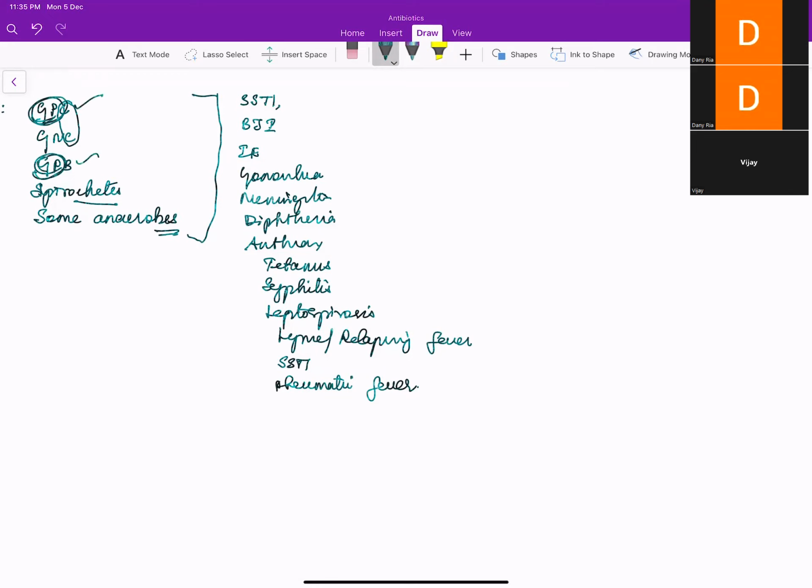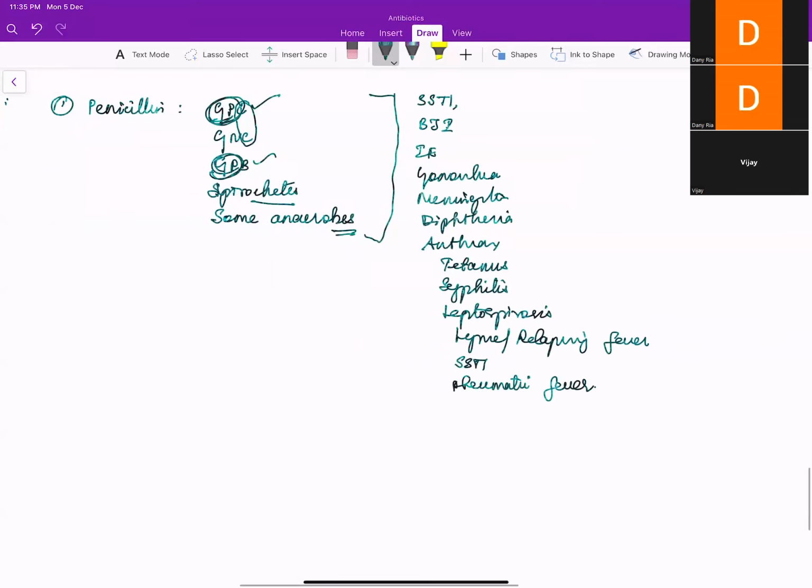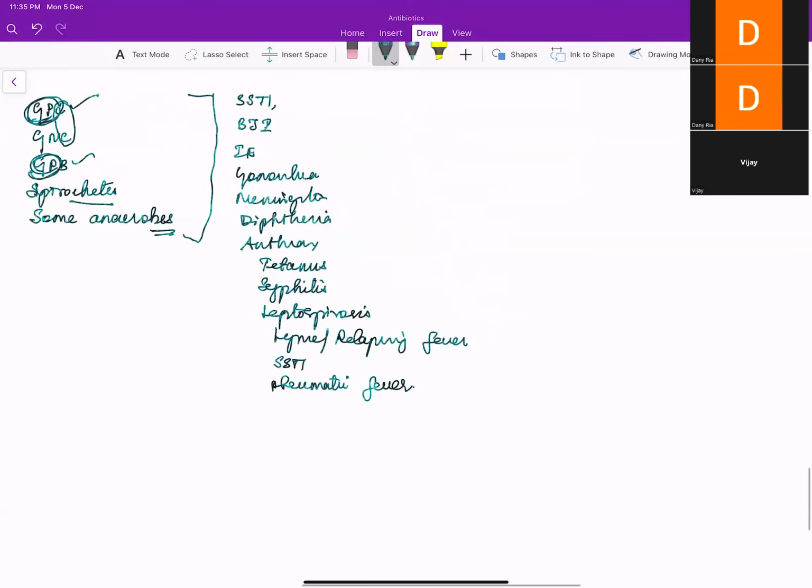This is about the basic penicillin. I am telling the three forms of penicillin: penicillin V, the oral penicillin, benzyl penicillin, and benzathine penicillin. All the basic penicillins only I'm telling.